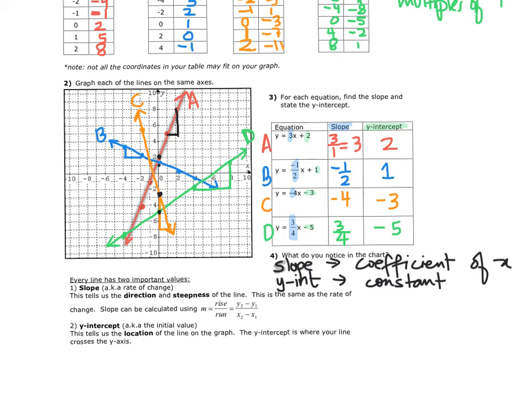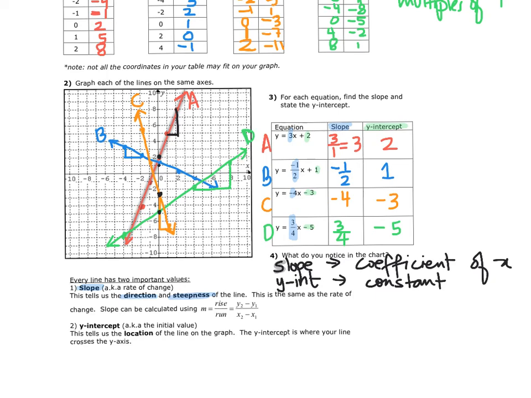So again, what does slope tell us? Slope tells us the direction of the line and how steep your line is. So if you look at your line A versus line D, let's see what happens. For line A, what's the slope? The slope is 3. And let's look at line D. Line D has a slope of 3 over 4. So if you compare the two numbers, 3 and 3 over 4, which number is bigger? 3 is bigger than 3 over 4. And that's why if you look at your graph, line A is steeper than line D.